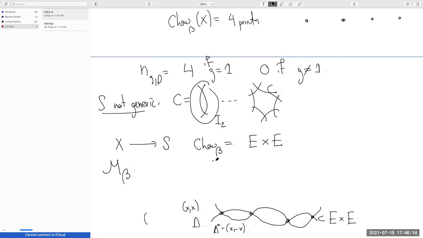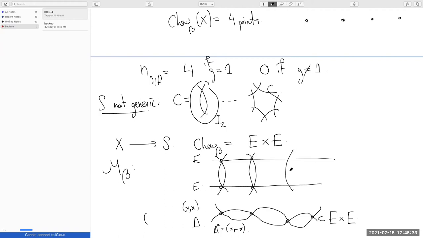Let me try to draw the picture. This is what the moduli space looks like. So there are two copies of E. And then over each of these four points, I have this configuration here. The singularity at each of these singular points looks like three axes in three space meeting. So this looks like the critical locus of XYZ. Everywhere else it's smooth.